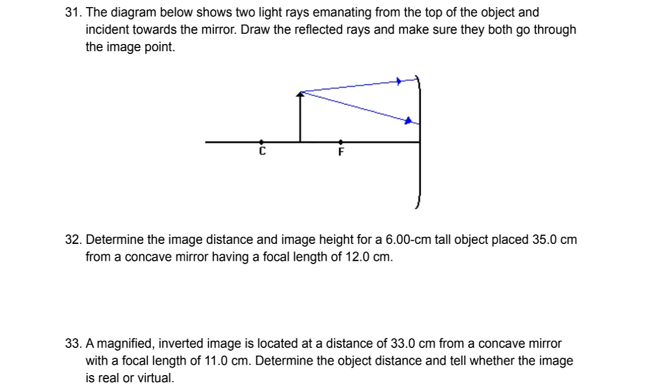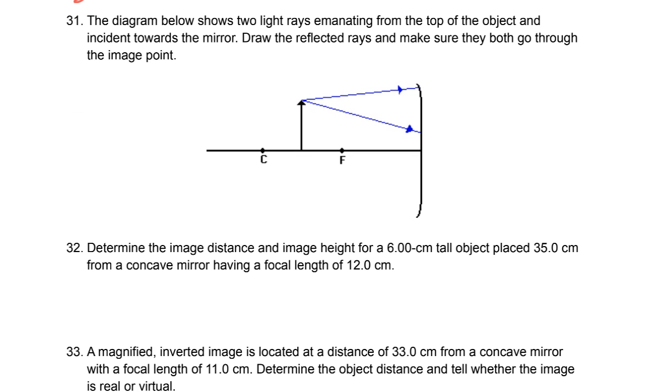All right, next problem. The diagram below shows two rays emanating from the top of an object. Draw the reflected rays and make sure they both go through the image point. So first we have to find that image point. We need to use some straight lines again. The first straight line is one that is parallel to a radius of curvature, and then bounces. Because it was parallel, it's going to go directly through the focal point. Only parallel light goes through the focal point.